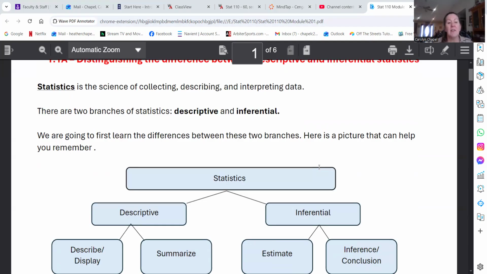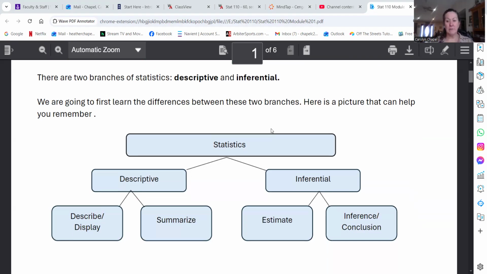First of all, in this course that you're taking, we won't be doing a lot of the collecting, but we will talk about how it is done a little bit. We also will do some describing of our data, and we will do a little bit of the interpretation. Now, in the real world, statisticians will do a lot of all of these three parts. There are two branches. One is called descriptive and the other is called inferential. We're going to learn the differences and some of the similarities between the two.